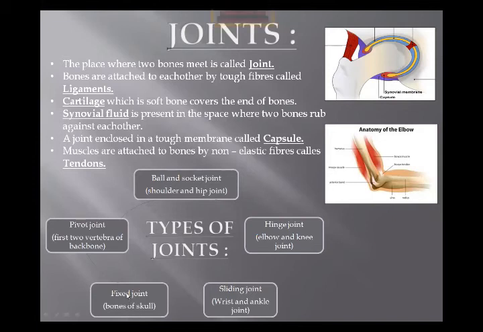Fixed joint is immovable, while all the rest of the four joints are movable. Some joints, like the ball and socket joint, allow movement in all directions, while the hinge joint allows movement in two planes, that is upward and downward, and the sliding joint allows movement only left and right, not upward and downward. Fixed joint does not allow any movement, and the pivot joint gives you some little movement. This is about the types of joints.